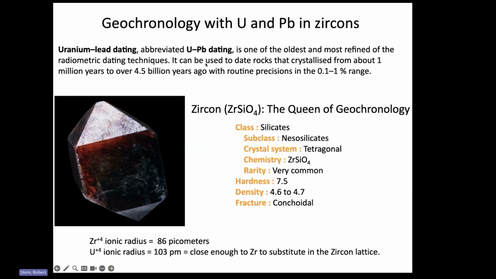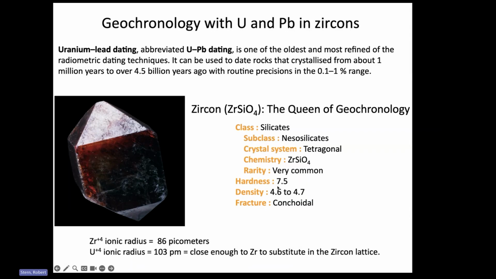All right. Now, geochronology in a lot of cases is focused on uranium-lead dating, and in particular in zircons. It's really the queen of geochronology in many ways, because it can be used to date rocks that range in age from about 1 million years to over 4.5 billion years, with routine precisions that are very low. So this is a nice crystal of zircon, ZrSiO4.